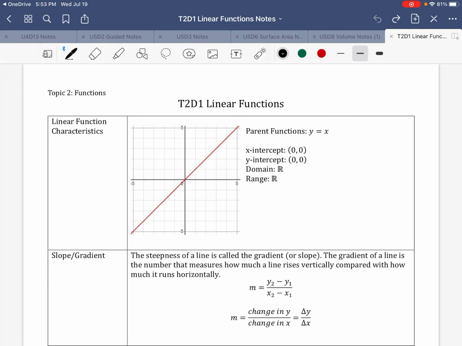Topic 2, Day 1, Linear Functions. A few important linear function characteristics that we need to keep in mind is first that our parent function is our function y equals x.